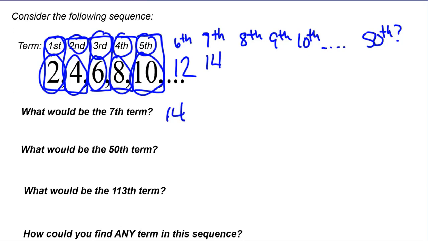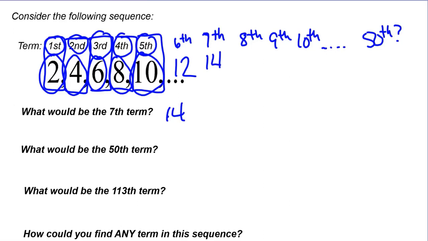Can you see it? It's always twice as big. So the value of the term is always twice as big as the term number. So the first term would be 1 times 2. The second term is 2 times 2. The third term is 3 times 2, and so on and so forth.